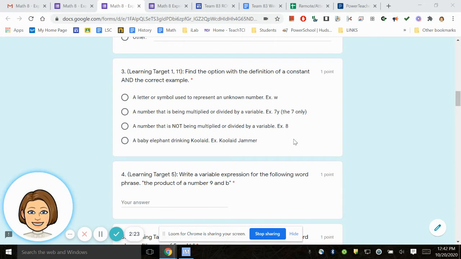Number 3, find the option with the definition of a constant and the correct example. First one, a letter or symbol used to represent an unknown number, for example, W. Second one, a number that is being multiplied or divided by a variable, for example, 7y, but it's only the 7. Third one down, a number that is not being multiplied or divided by a variable, for example, 8. The fourth one, a baby elephant drinking Kool-Aid. Example, Kool-Aid jammer.